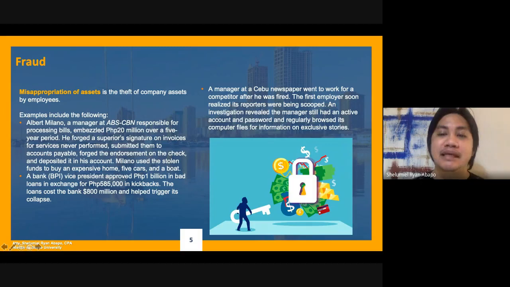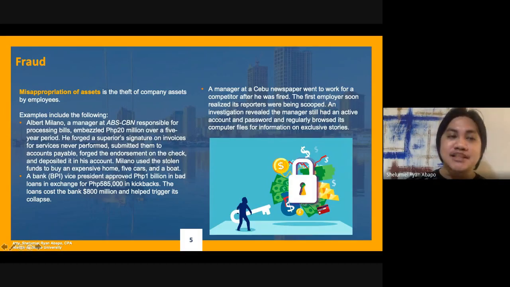And another example would be a Cebu newspaper manager who went to work for a competitor after he was fired. But since his access was not revoked, he was still able to browse the computer files of the newspaper for exclusive stories that he would then try to get with his new employer, with his new newspaper. Therefore, it's tantamount to misappropriation of assets because the computer files, the server, and even the exclusive stories that his old newspaper was able to accumulate were intellectual properties. And he was able to browse them for his own benefit. So that's still a misappropriation of assets.